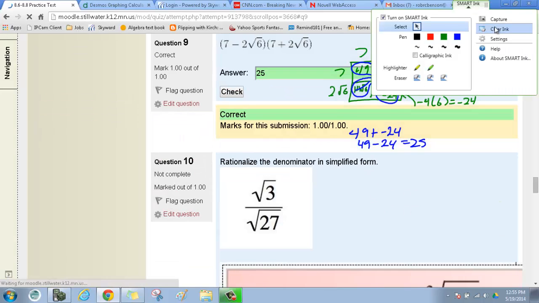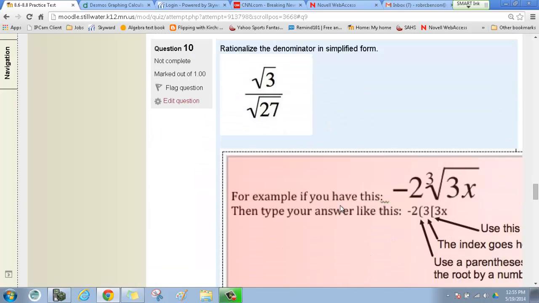Check that. Nice. Okay, clearing the ink. Moving on. Okay, here we're also going to have to remember we've got to rationalize the denominator. A mathematician one day said no square roots in the denominator, so we've got to get rid of that.